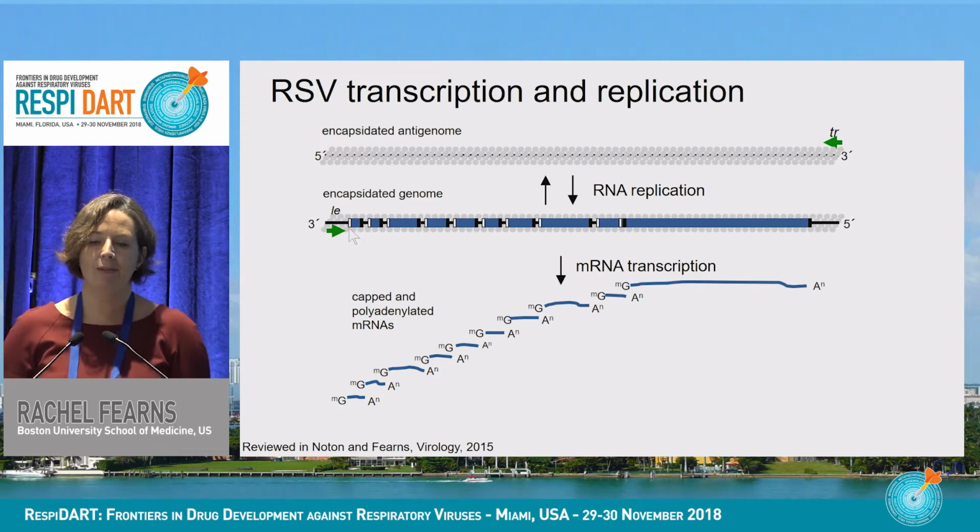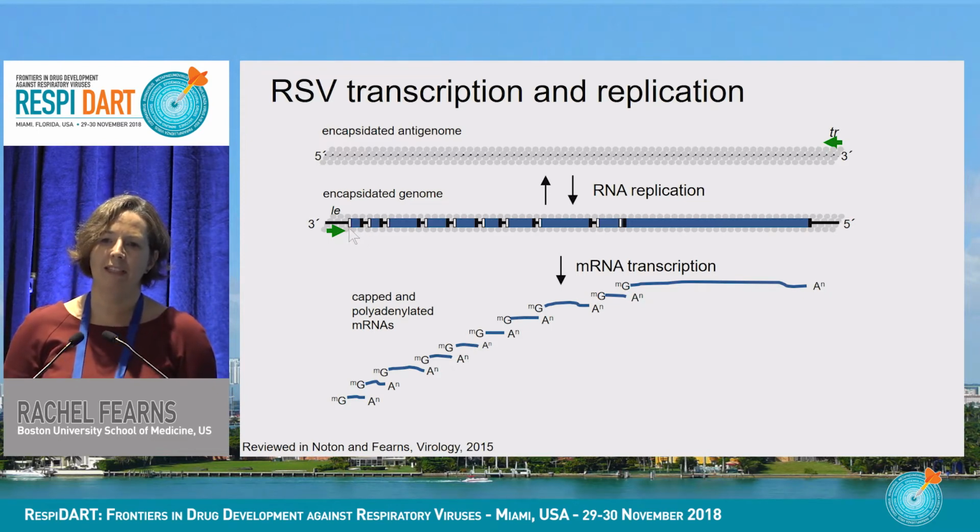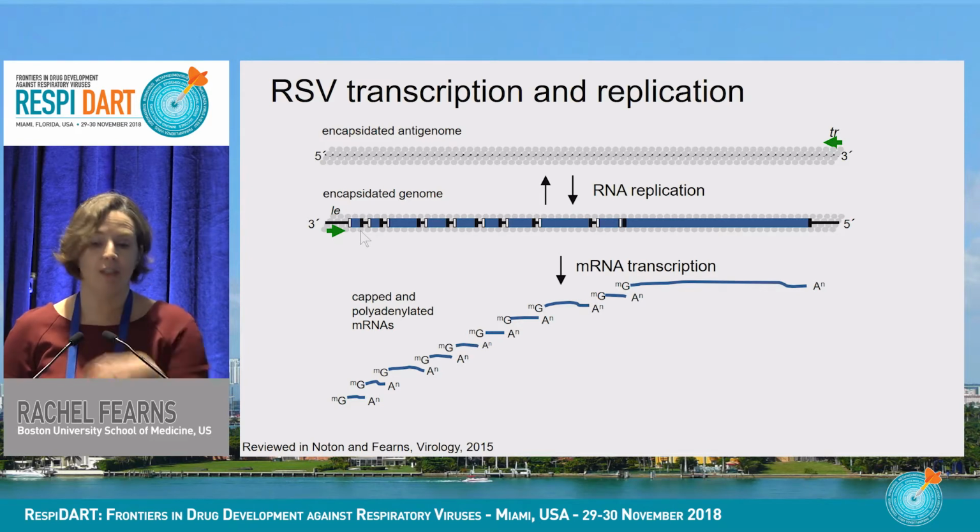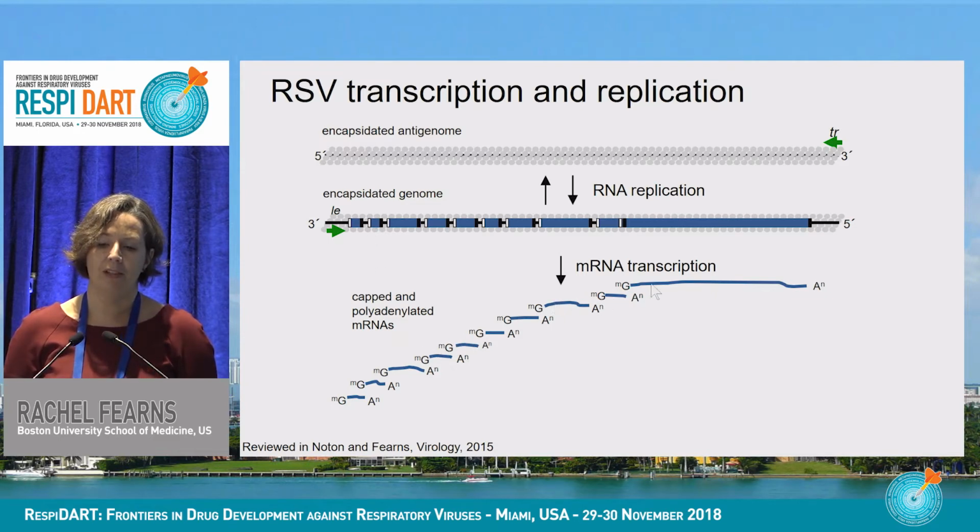These signals will direct the polymerase to initiate RNA synthesis, cap the RNA, methylate the cap, and then when the polymerase gets to the end of the gene, it polyadenylates the RNA and releases it, but can then reinitiate at the next start signal. In this way, it's able to make all these different messenger RNAs.